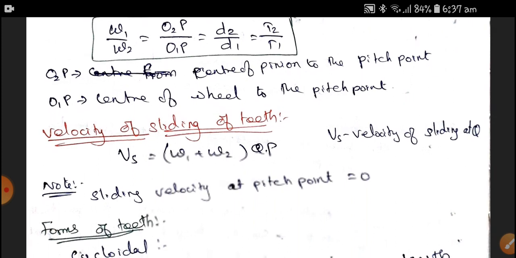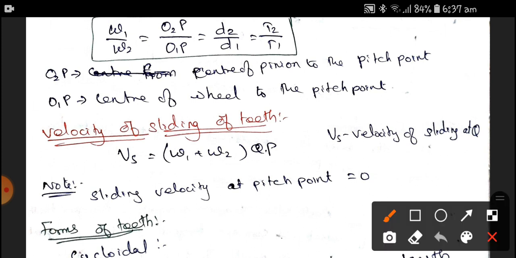Next is the velocity of sliding of the tooth. The velocity Vs is equal to (omega 1 plus omega 2) into QP, where Vs is the velocity of sliding at point Q. We have to make a note of this: the sliding velocity at the pitch point is equal to 0. When the gear wheels are mating, the type of motion available in the gears is partial rolling and partial sliding.